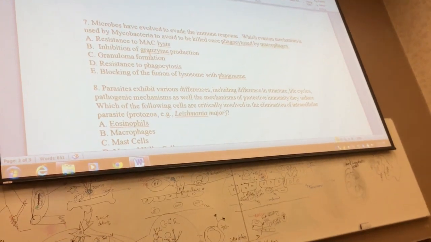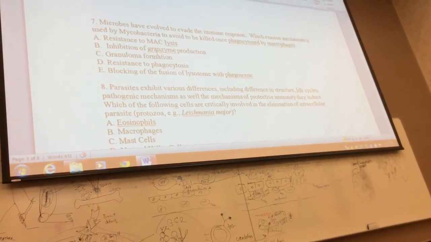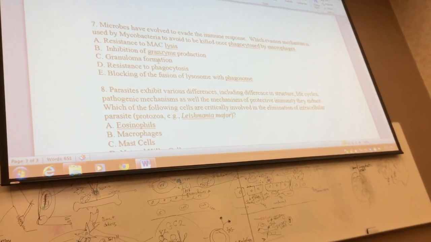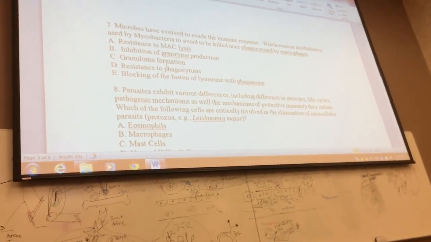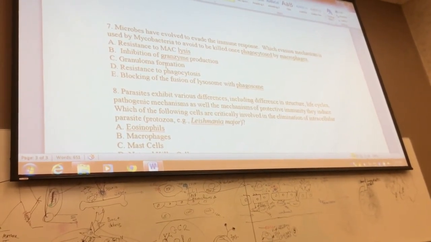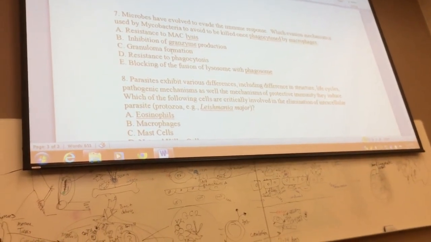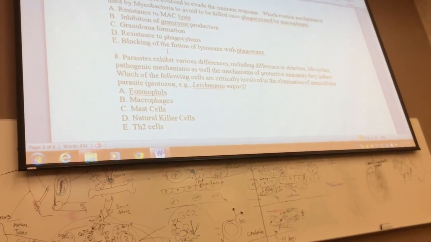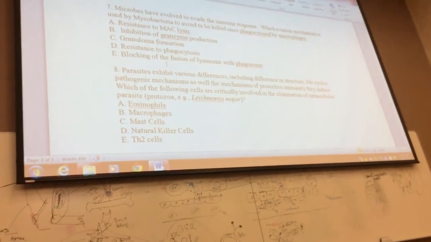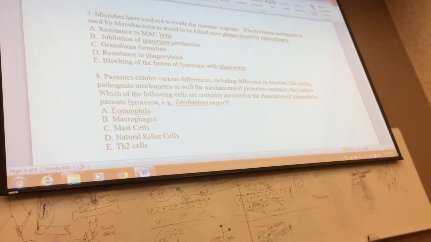Microbes have evolved to evade the immune response. Which evasion mechanism is used by mycobacteria to avoid being killed once phagocytosed by the macrophages? So that would be blocking of the fusion of the lysosome with the phagosome. Obviously, resistance to phagocytosis, it's already being phagocytosed, so that could not be it.